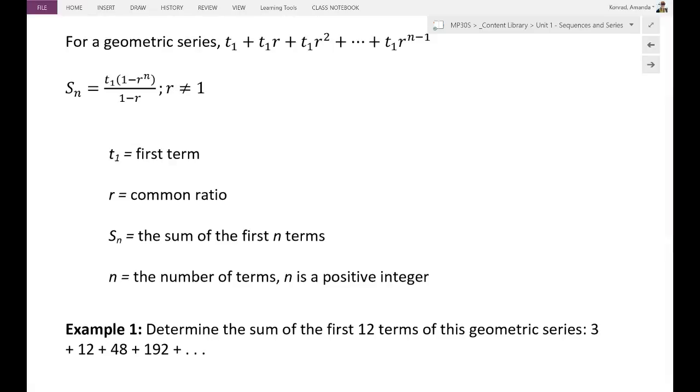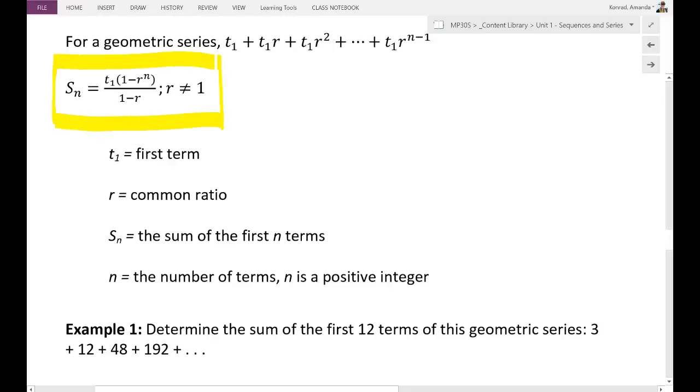So this is our big equation. Again, you're going to want to make note of this because we're going to be using it a lot. Term 1, just like before, is the first term. R is our common ratio. Sn is the sum of the first n terms in our sequence. And n is the number of terms, and n must be a positive integer.